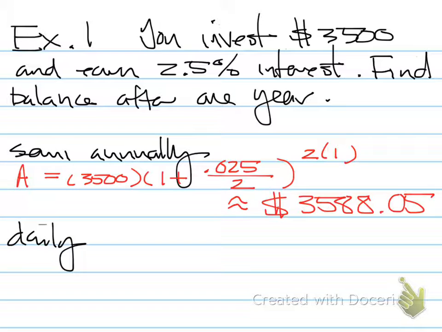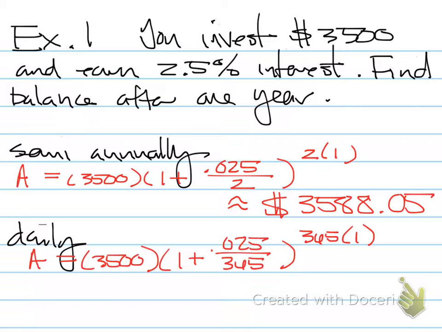So that'll give you approximately $3,588.05. If we compound the interest daily, this is what our formula would look like. P is still 3,500. R is the same. The only thing that's different is N. Now N is 365, as there's 365 days in a year.